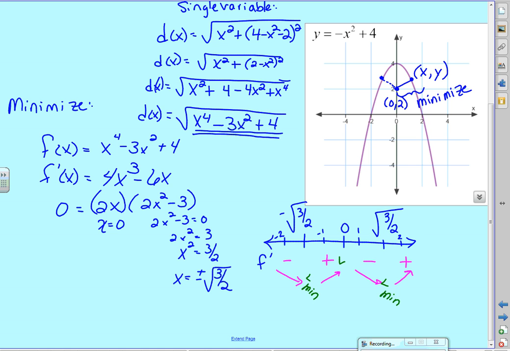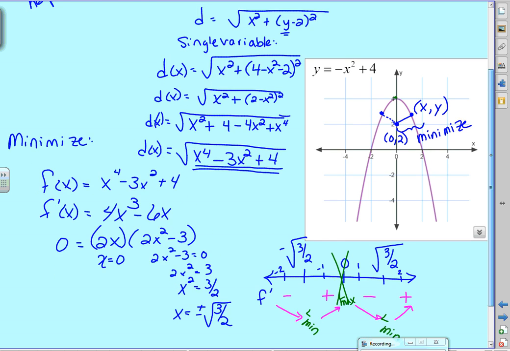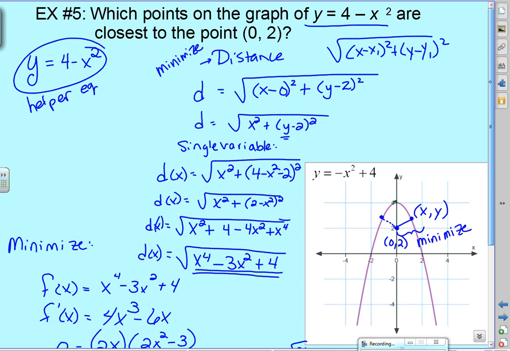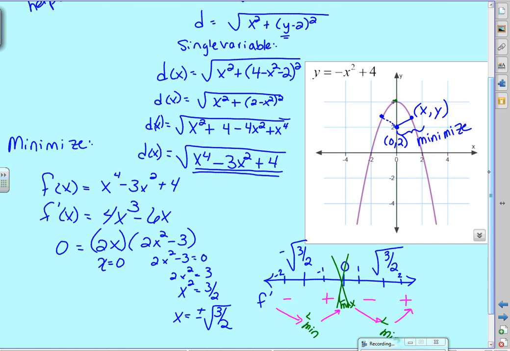There is one local max happening at that 0. So 0 would not be the one we're interested in. That makes sense. 0, 4 was a max. That's the farthest distance away up there. Remember, we were just looking at the interval 0 to 2? So, I forgot about that. We really aren't even going to look over here, are we?